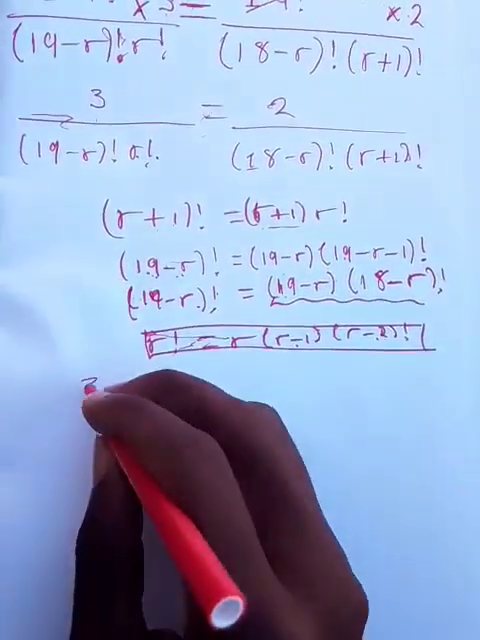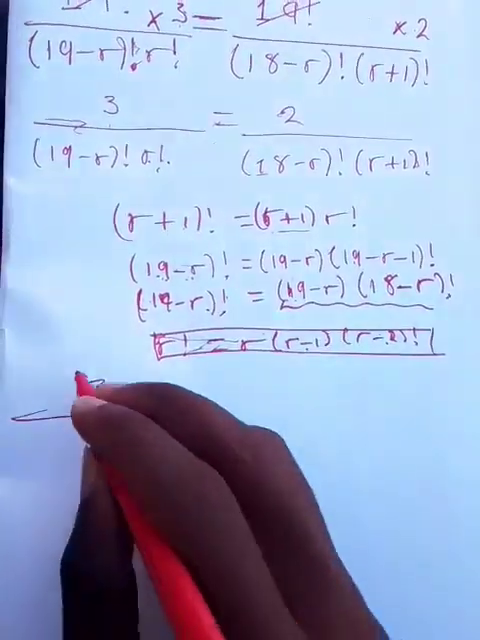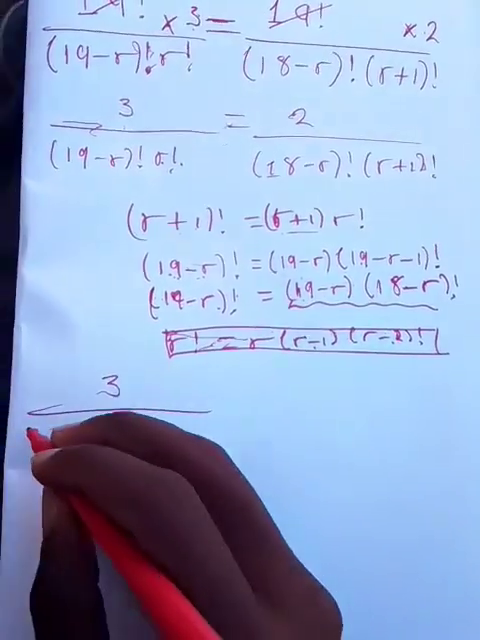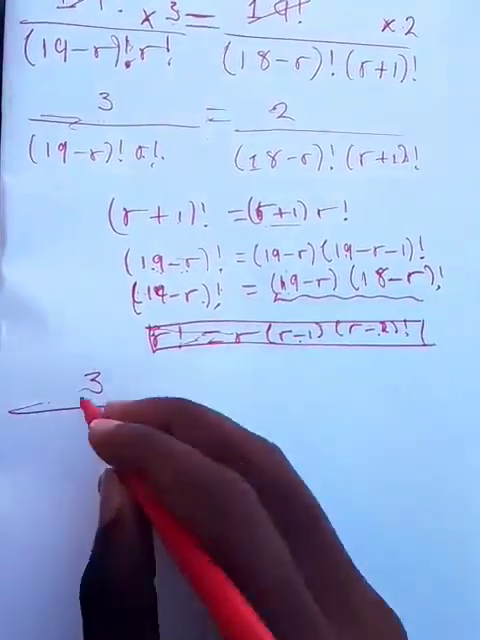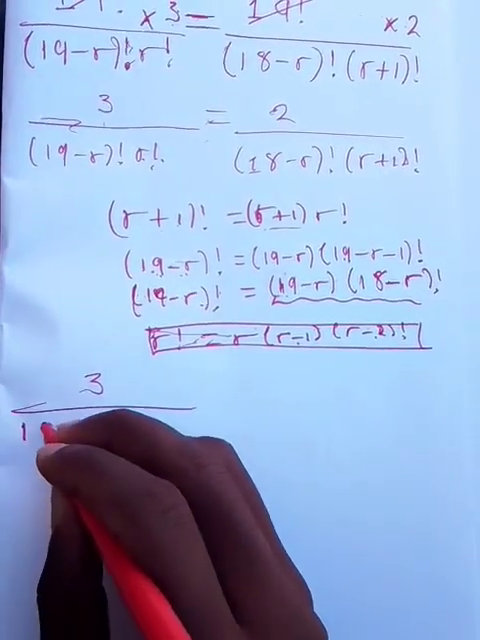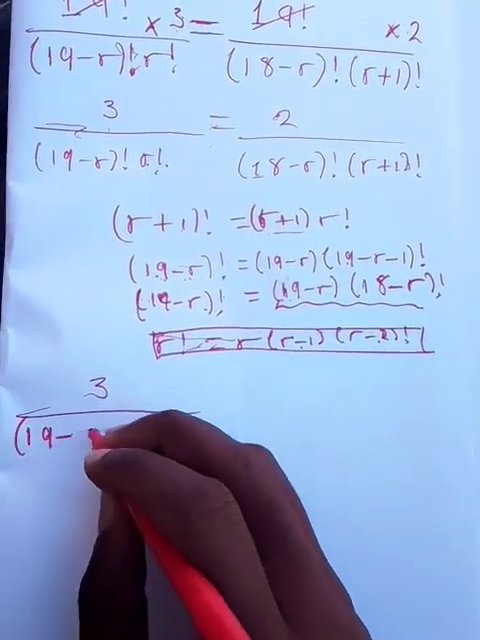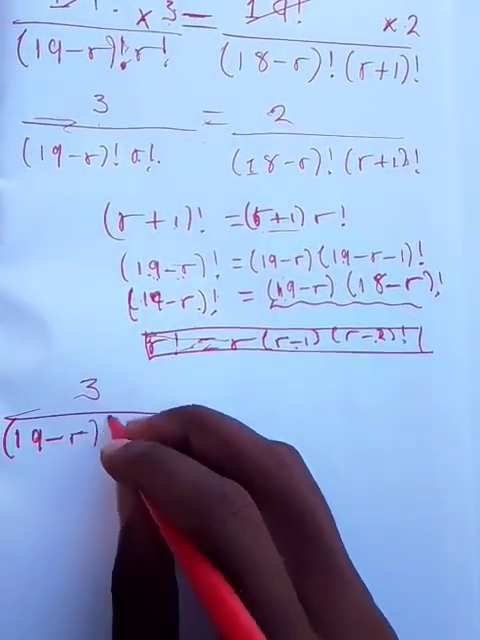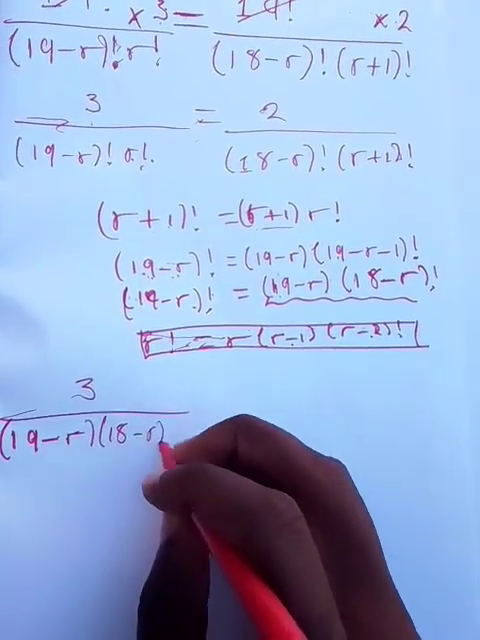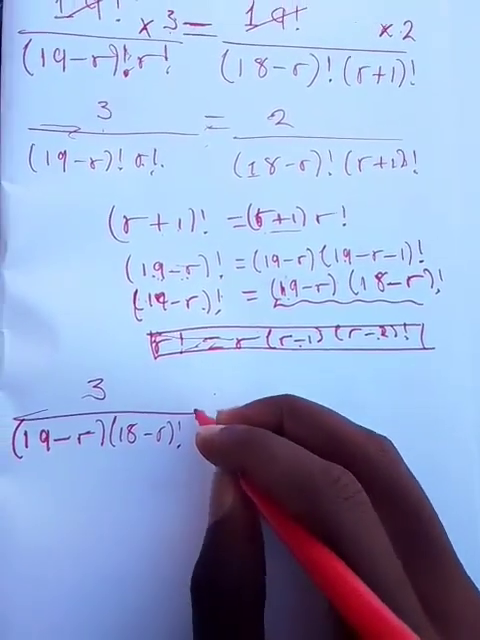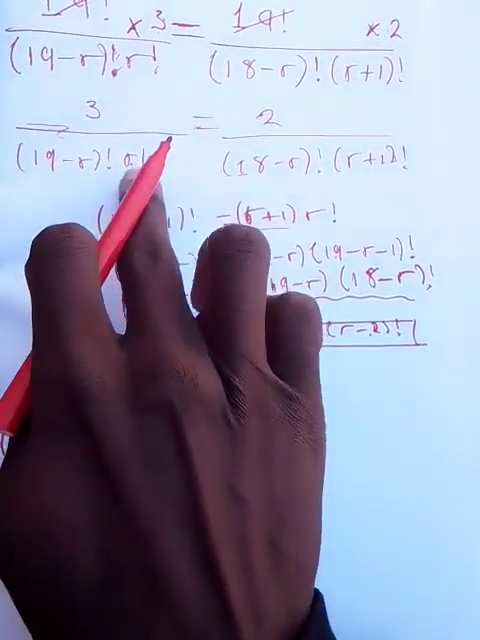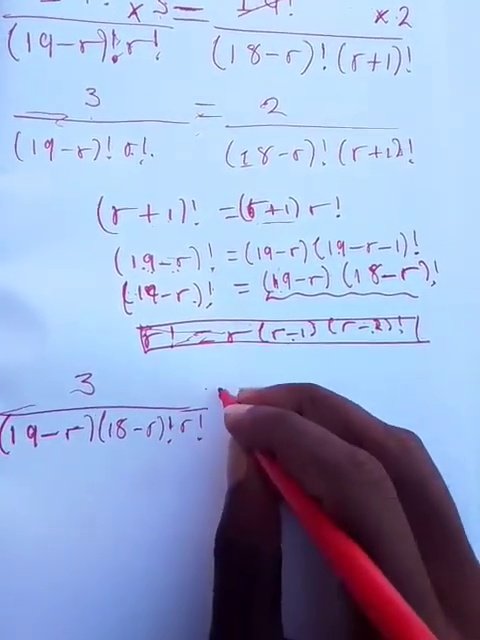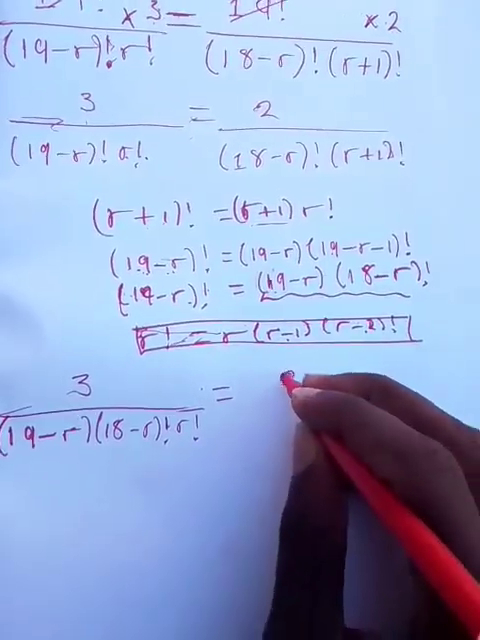So I'll say 3 over, where it is 19. Remember, we have come up with some sort of identity, right? So I'm going to put this. So I'm now going to have... Remember, the goal is to simplify. So I'm going to have my 19 minus r, 18 minus r factorial. I've just replaced it. So this one is still here, which is r factorial. So r factorial is still there. Then I'll say equal to 2.